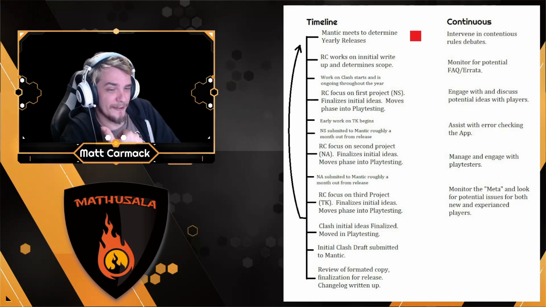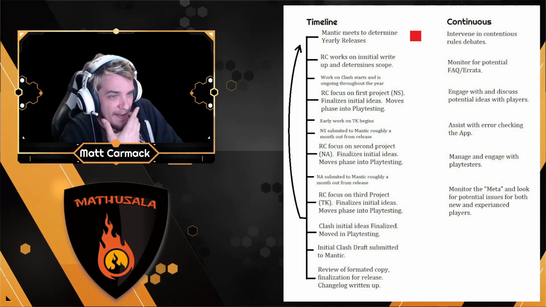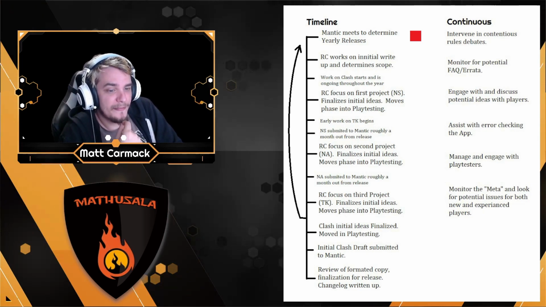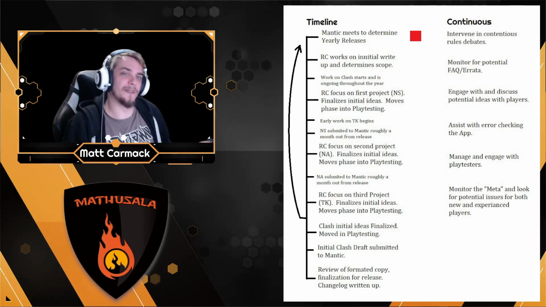You don't need the RC to release broken rules. That's really easy to do outside of that. Anyway, so then we take that and we work on an internal development cycle.